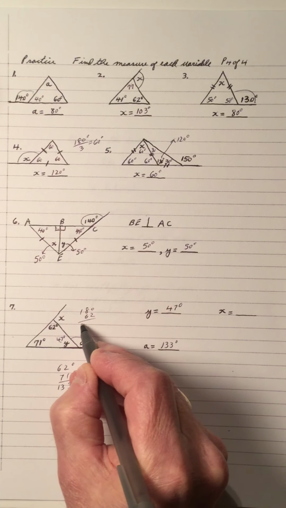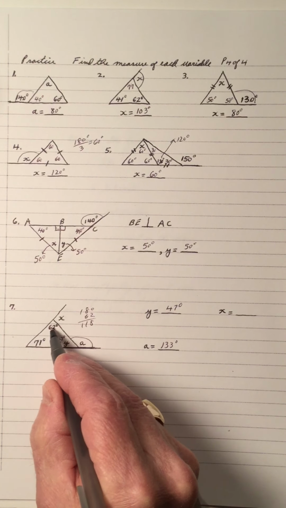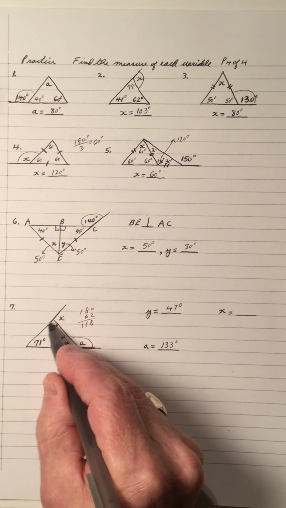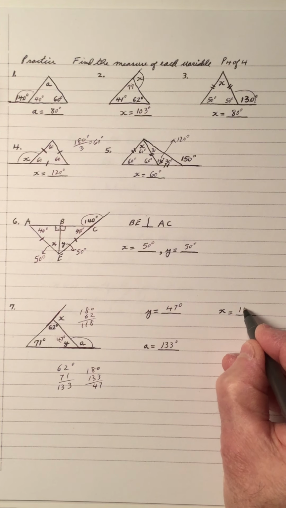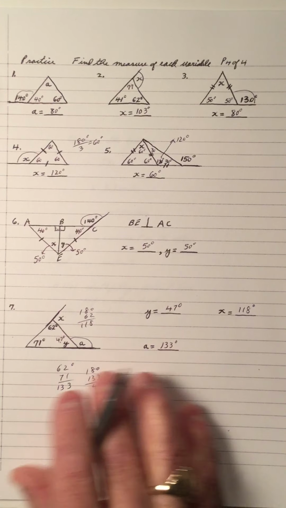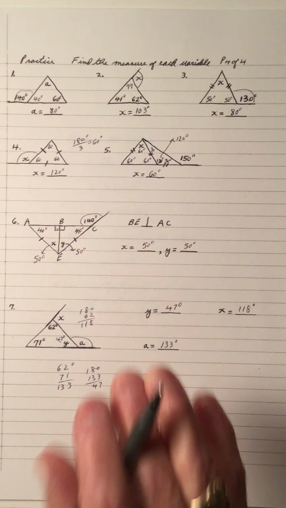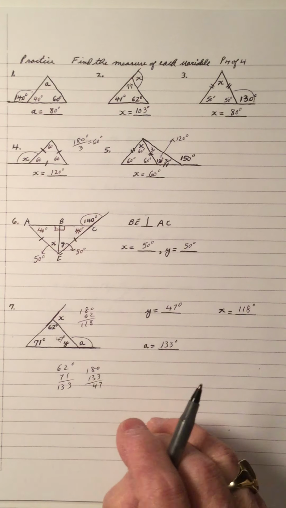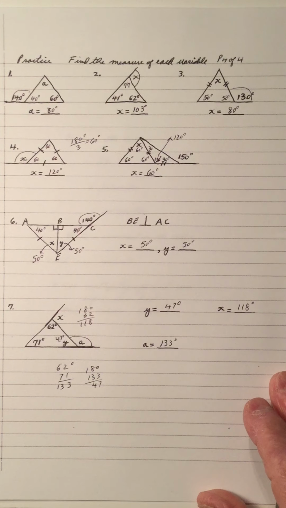Subtract 62, which is 118. 118 and 62 makes 180. So that's X is 118. When you're filling these in, it makes a difference. Whichever one you can get the quickest, you do it. You don't get X, you don't get Y and then get X and then get A. You can get all the other ones first and then fill them in at the end.